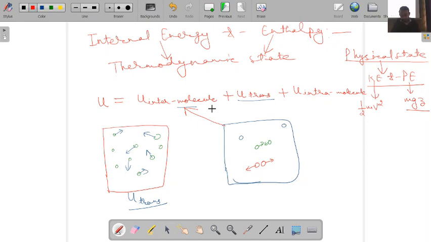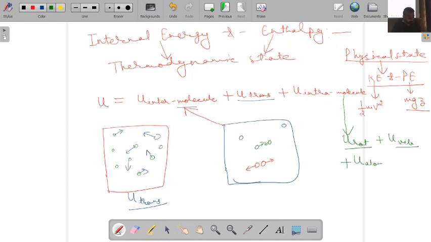Then comes the next portion, which is very important, that is U intramolecule. In the case of U intramolecule, we can have many further constituents. One constituent is because of the rotation of a molecule. Another constituent is because of vibration of atoms in a molecule. So there can be rotation, vibration.